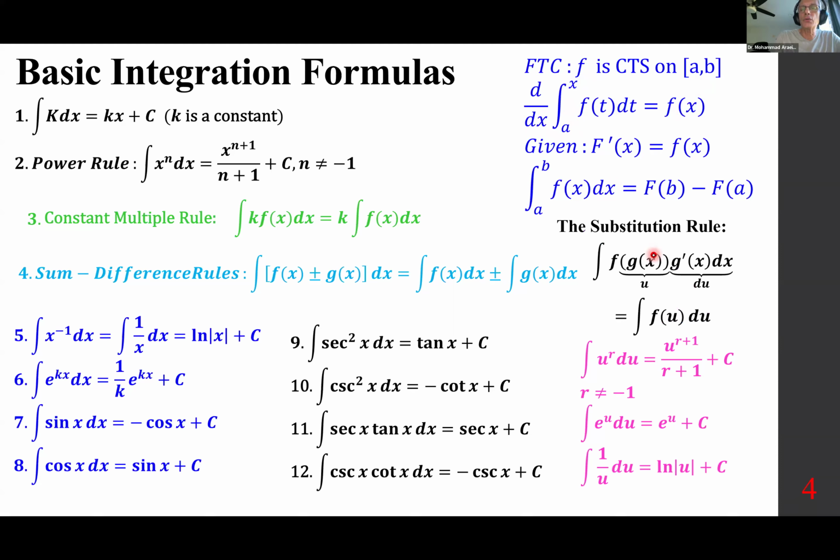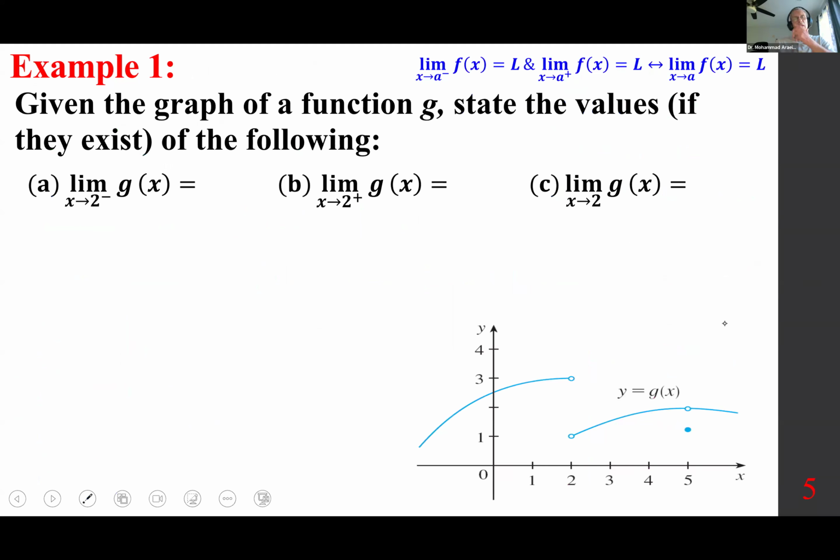The substitution rule: the integral of f of g of x times g prime of x dx. That means you choose g of x to be u, and therefore du becomes g prime of x dx. It is the integral of f of u du, known as the substitution method, which is the reverse process of the chain rule.